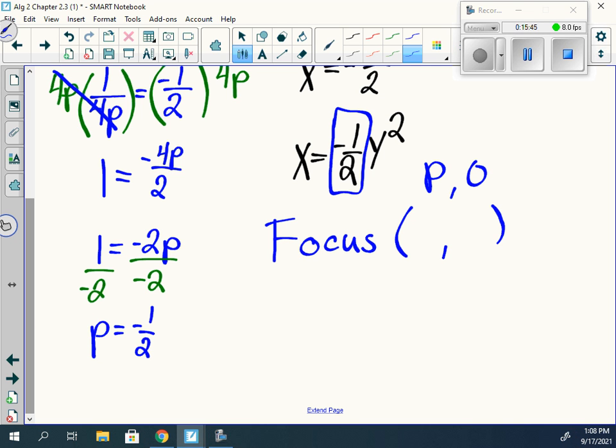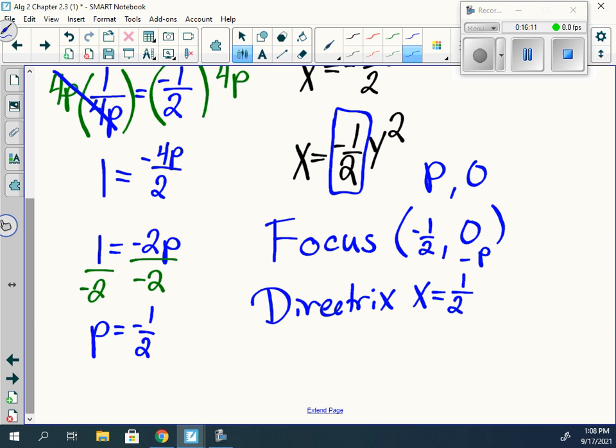Now our focus is normally p comma 0, yes? Well, what's the value of p? So we have negative 1/2 comma 0. The directrix is normally x is equal to negative p. Well, negative of negative 1/2 would be 1/2. And the axis of symmetry is y is equal to 0.